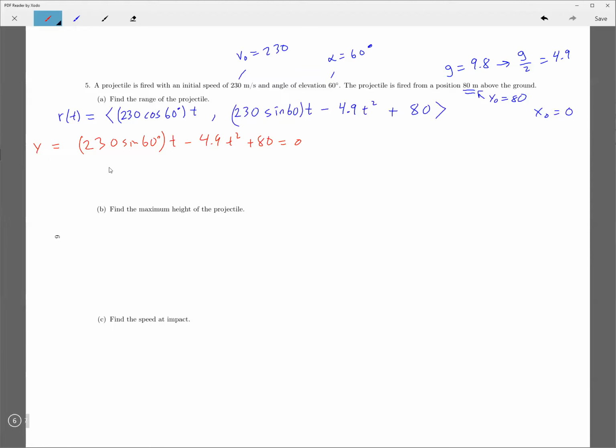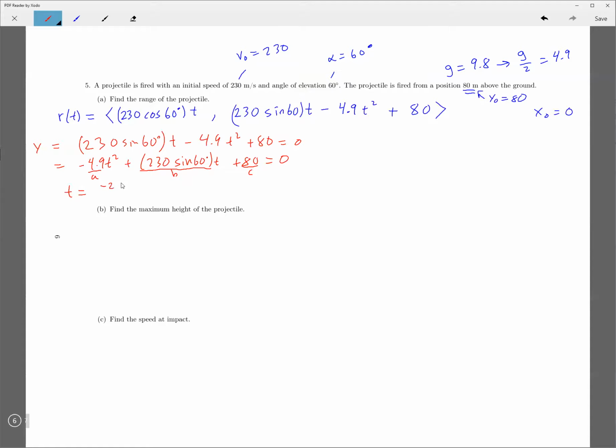So this is negative 4.9 t squared plus 230 sine 60 degrees t plus 80 equals 0. So you use the quadratic formula. So that's your A, that's your B, and that's your C.